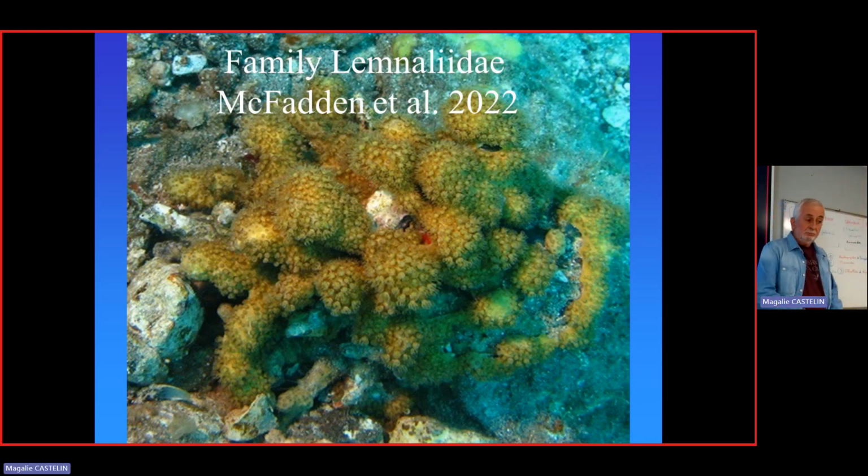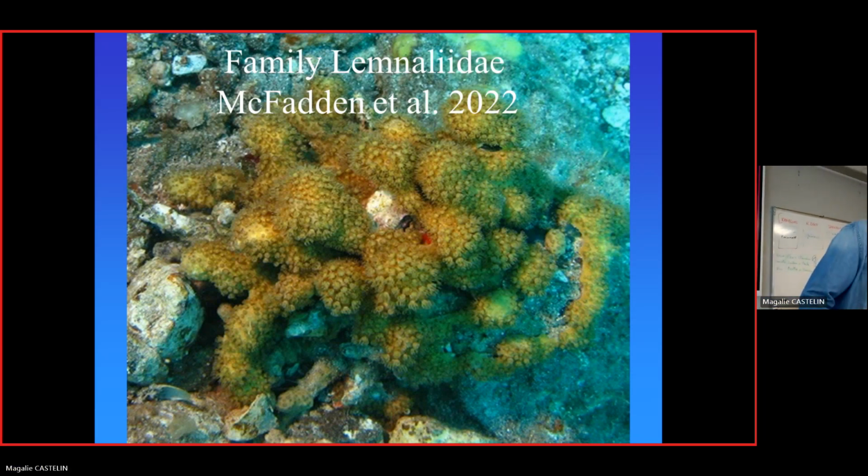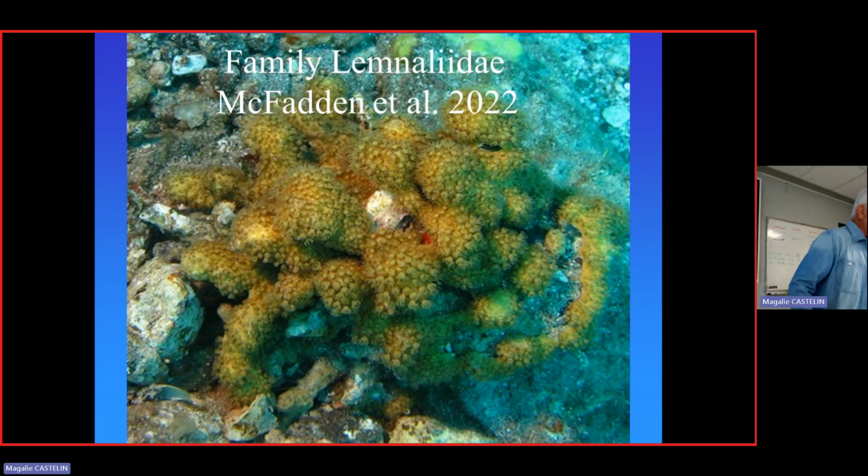Another family, Lemnaliidae. And here, Katie accommodated different growth forms, different sclerites. But we have to follow genetics. Normally, we, the classical taxonomists, say, don't argue with DNA. Forensic evidence.